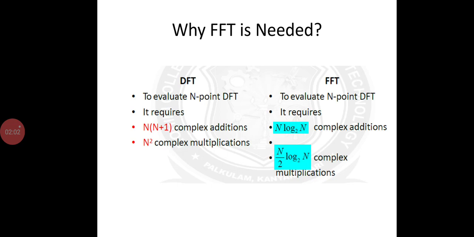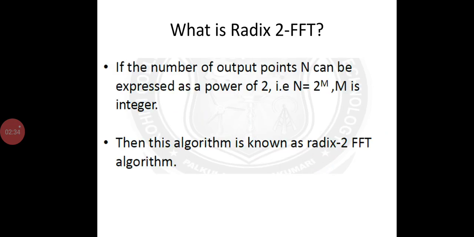Now what's the need of going for this FFT? In the case of DFT, we can evaluate only N point DFTs, but in the case of FFT, we can evaluate large N point DFTs. Also DFT requires N into N minus 1 complex additions and N square complex multiplications. In the case of FFT, it requires N log base 2 N complex additions and N by 2 log base 2 N complex multiplications. Now we want to know what is meant by radix 2 FFT, or what is the use of this radix 2 FFT.